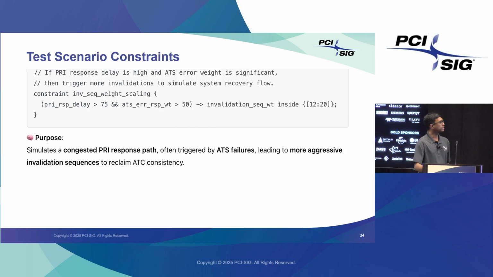If you see this, the constraint simulates a congested PRA response path often triggered by ATS failure, leading to more aggressive invalidation sequences to reclaim ATC consistency. In simple terms, we need to test more invalidation sequences, and send more PRA responses in the same test case. So I used connections between these weightages to mimic this system-level feature.